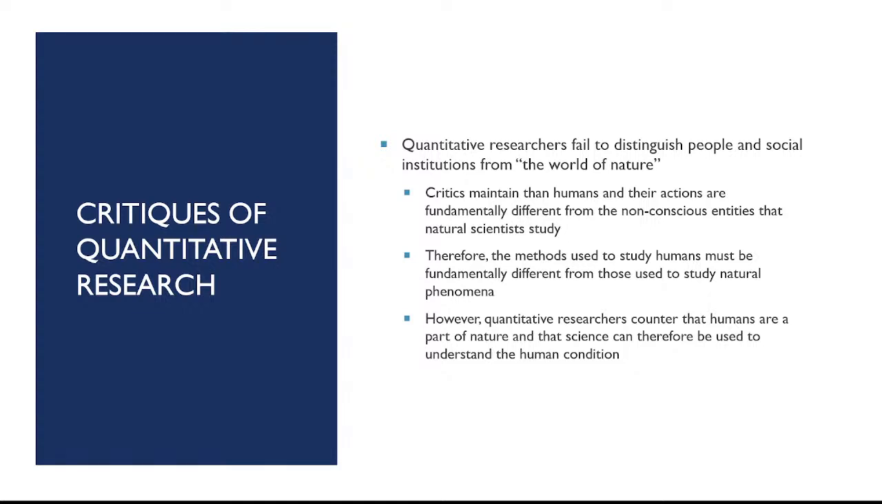So therefore the methods used to study humans should be different from those used to study natural phenomena, right? Again, this is typically qualitative. If qualitative and quantitative are held as opposite poles that fight, then this is the kind of critique you get. But quantitative researchers generally say humans are part of nature. There are patterns that we can measure. There's at least a tool set that we can use to understand human behavior to some extent, even though it's not necessarily the only one.